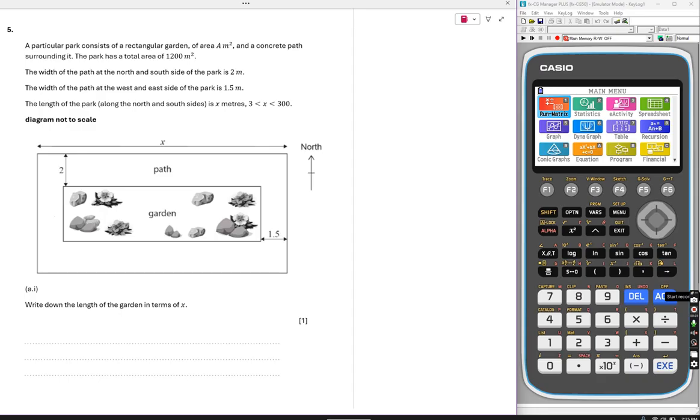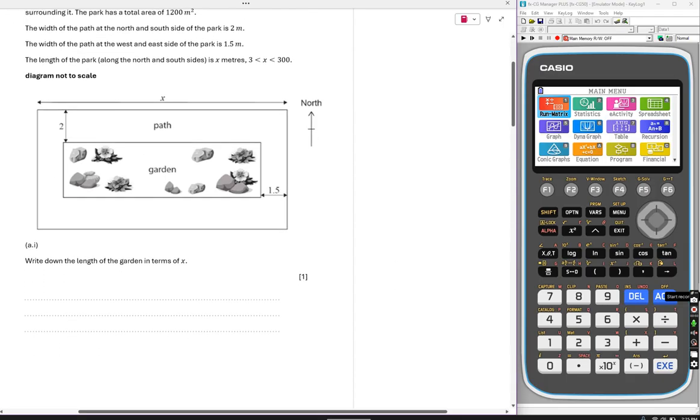The width of the concrete path at the north and south side of the park is 2 meters. The width of the path at the west and east side of the park is 1.5 meters. The length of the park along the north and south sides is x meters, where x is greater than 3 but less than 300. First thing, write down the length of the garden in terms of x.